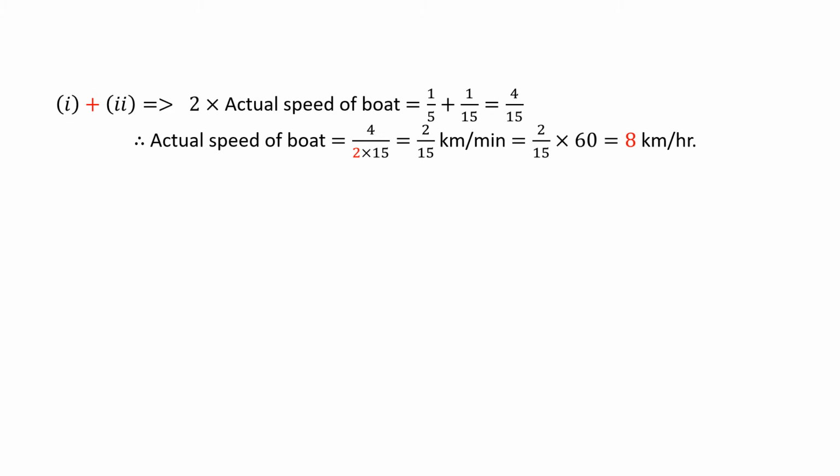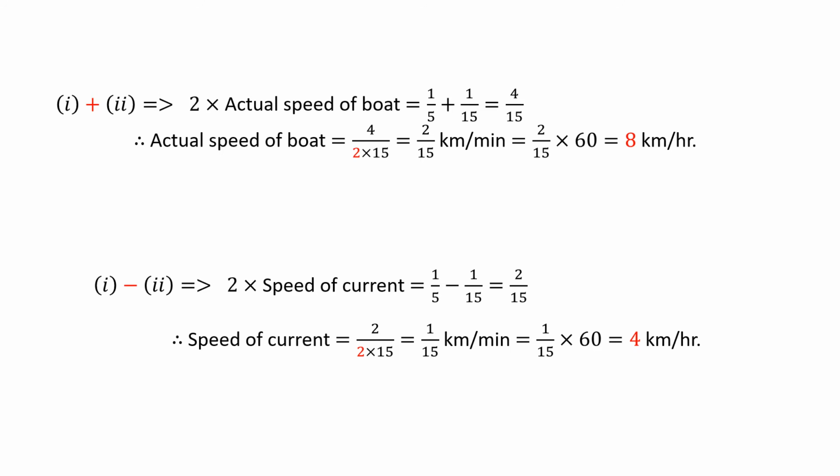As you can see, I have added those two, so the speed of the current cancels. So 2 times the actual speed of the boat equals 1 over 5 plus 1 over 15, which is 4 over 15. So the actual speed of the boat, dividing it by 2, we get 8 kilometers per hour. Yes, it's 8 kilometers per hour because I have multiplied it by 60. Okay, that's cool.